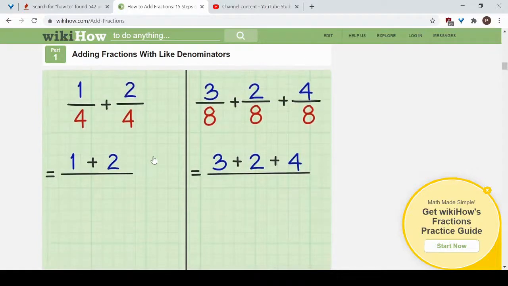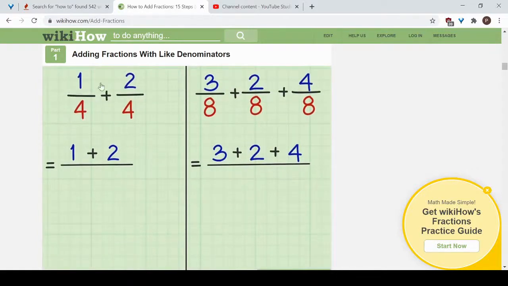What you're going to do is basically add the top numbers. If they have the same denominator, you add the top numbers and then keep the same denominator. So you add the top numbers, 1 plus 2, and keep the same denominator, which would be 4. So that would be 3 over 4. Then the second one, 3 eighths plus 2 eighths plus 4 eighths, you keep the same denominator again. So 8 stays the same, and you add 3 plus 2 plus 4. So that's going to be 9 eighths, or 1 1/8.